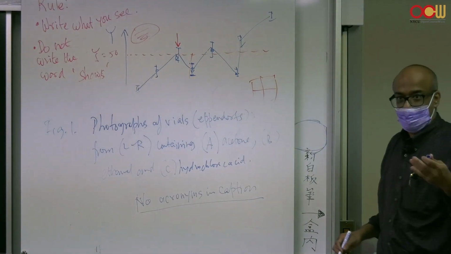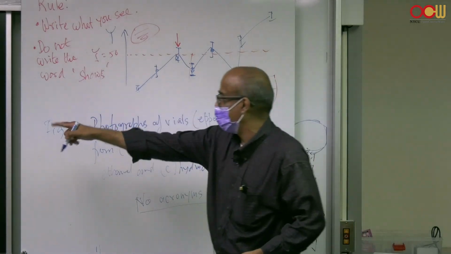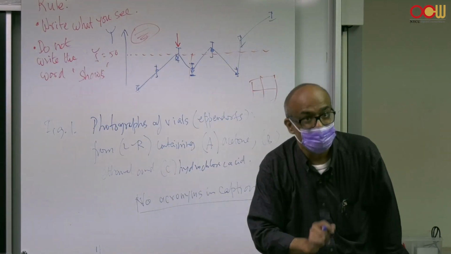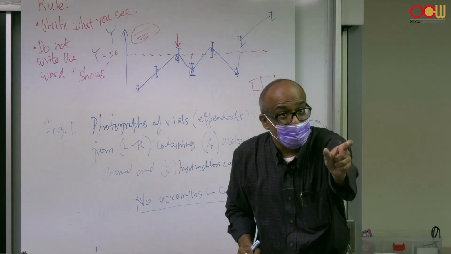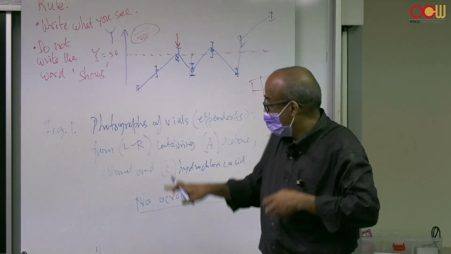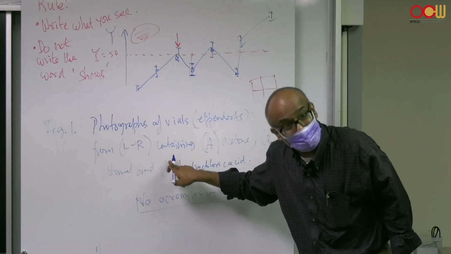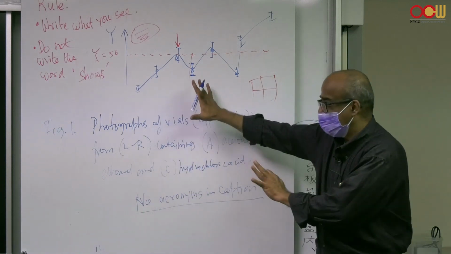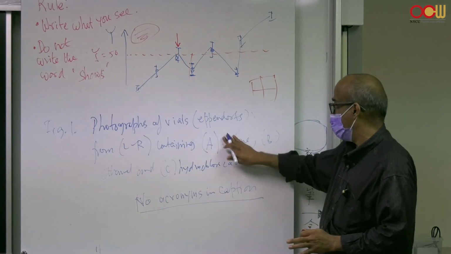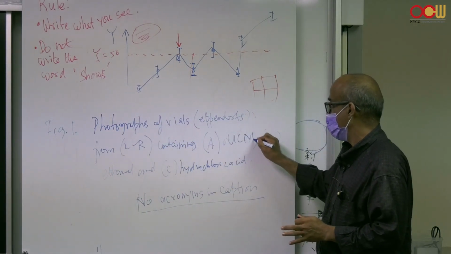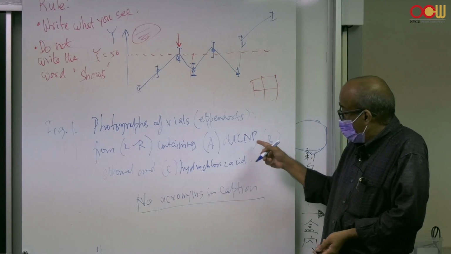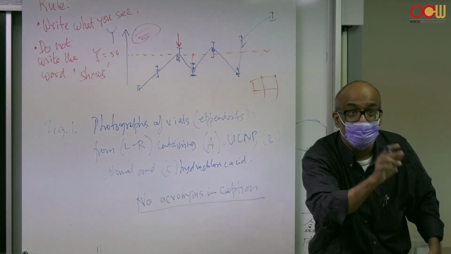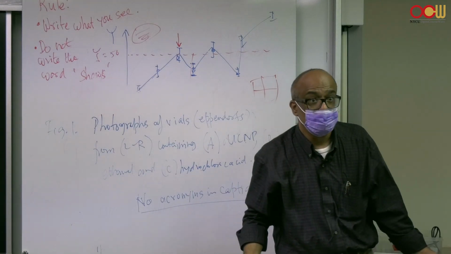So for example, Gordon, you cannot use, for example, "this is containing photographs of vials containing UCNPs." You cannot write that. Because if you write UCNP, then what is UCNP? You have to write it out here. Otherwise, it doesn't become independent. Whoever reads this figure, let's say here I write UCNP, then people will say, oh, what is this UCNP?